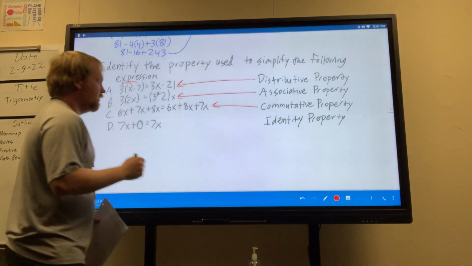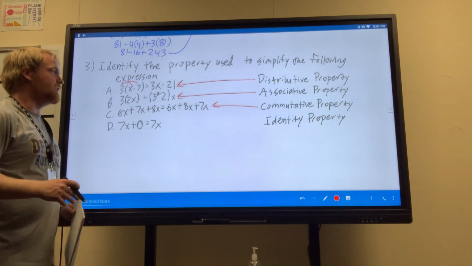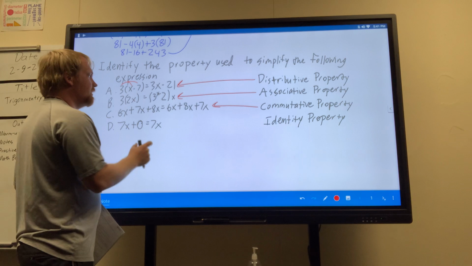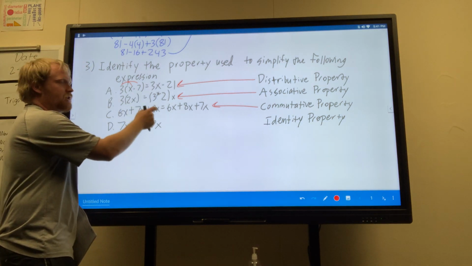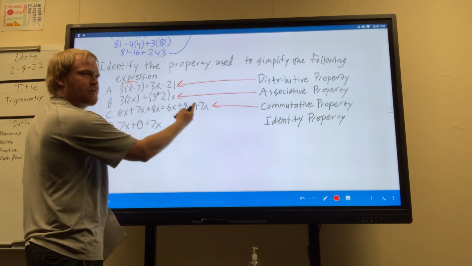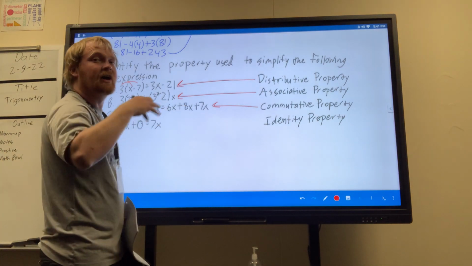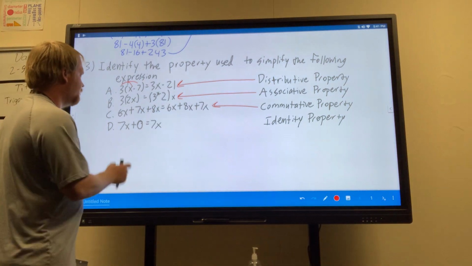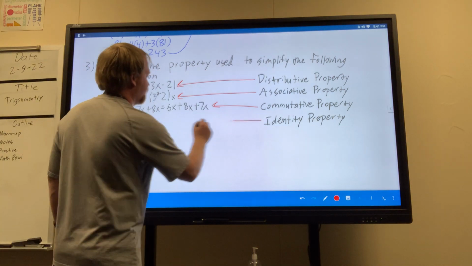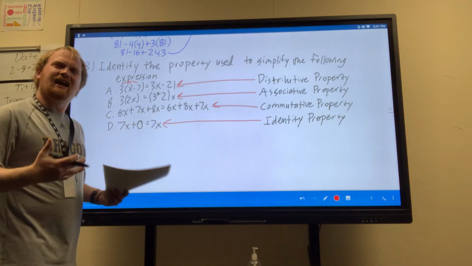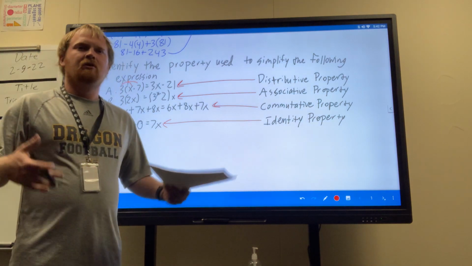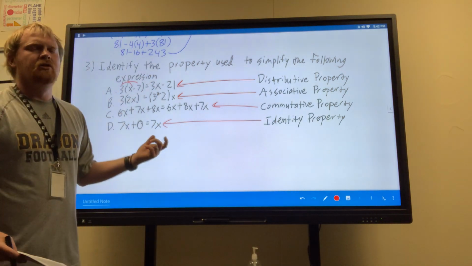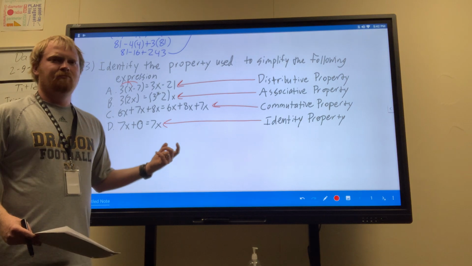That's all I'm doing, I'm just moving the parentheses. The commutative property is C. And the reason why is because I'm rearranging the order of this. Like instead of 6x plus 7x plus 8x, I just switched the 8 and the 7. That makes it commutative because, again, I'm just changing the order. And then 7x plus 0 equals 7x. That's the identity property, because anything plus 0 is just itself, right? Which makes it its own identity.